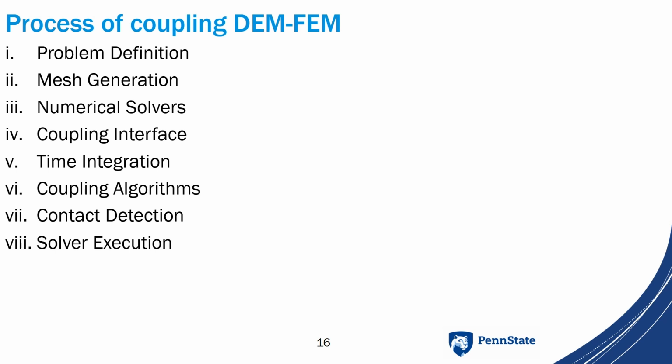8. We undertake solver execution. Once the coupling interface, time integration, coupling algorithms, and contact detection are established, the solvers for both FEM and DEM are executed to advance the simulation in time. The solvers iteratively solve the governing equations until convergence is achieved for each time step. 9. We perform post-processing. Post-processing involves analyzing and visualizing the simulation results to extract meaningful insights and draw conclusions. This may include generating plots, animations, and quantitative data to evaluate the behavior of the system, assess performance, and validate the numerical model against experimental or theoretical data.